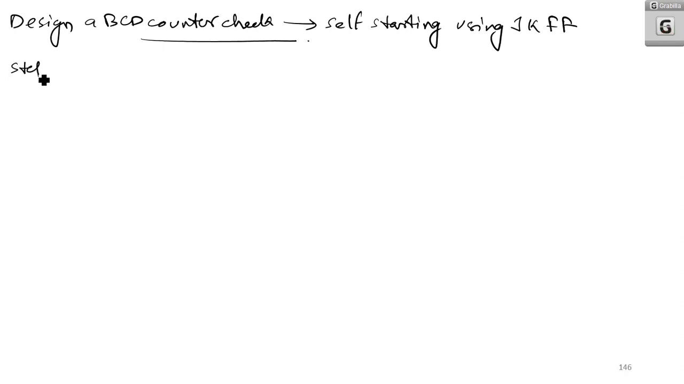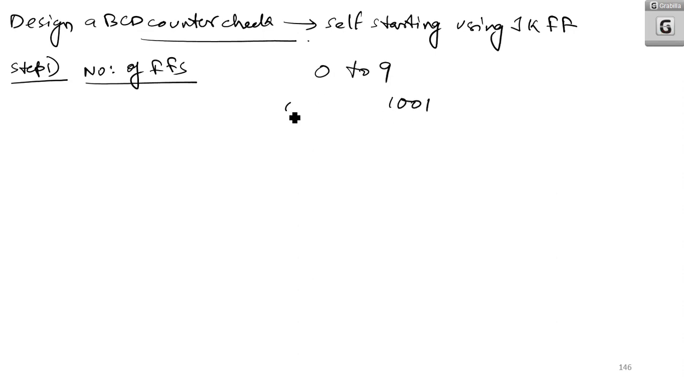Step 1, you need to find number of flip-flops. How will you find a number of flip-flops? That is the question here. Now BCD means it is binary coded decimal. Decimals need to be counted from 0 to 9. So what is the binary count of 9? The binary count of 9 is 1001. Therefore, the binary count of 0 is 0000. So there are 4 bits here. Therefore, each flip-flop can store only 1 bit. Therefore, number of flip-flops required is 4.